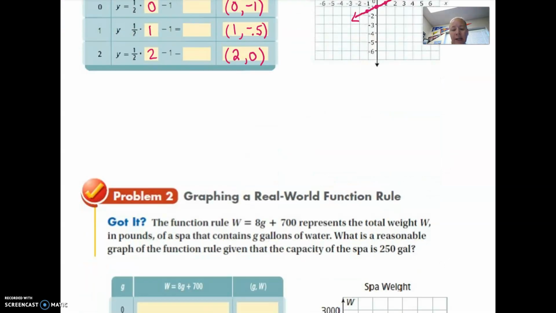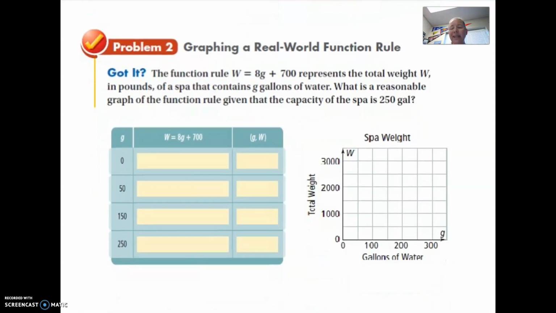Okay, moving on to example 2. Same kind of idea, but more like in a real world format, so a word problem. So the function rule is given here, and it represents the total weight in pounds of a spa that contains G gallons of water. What is a reasonable graph of the function rule given the capacity is 250 gallons? So that is obviously the most that it can hold. So again, we have our chart here. Normally, I would probably just write the ordered pair, but we'll do a couple of these.